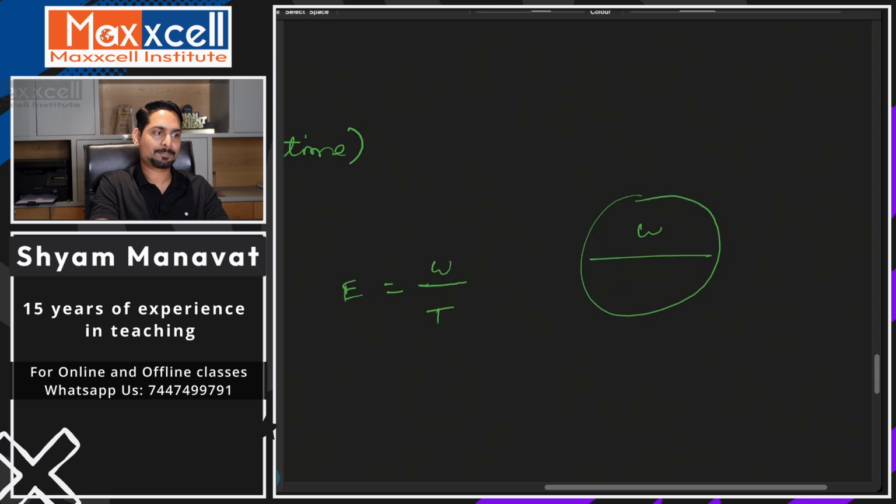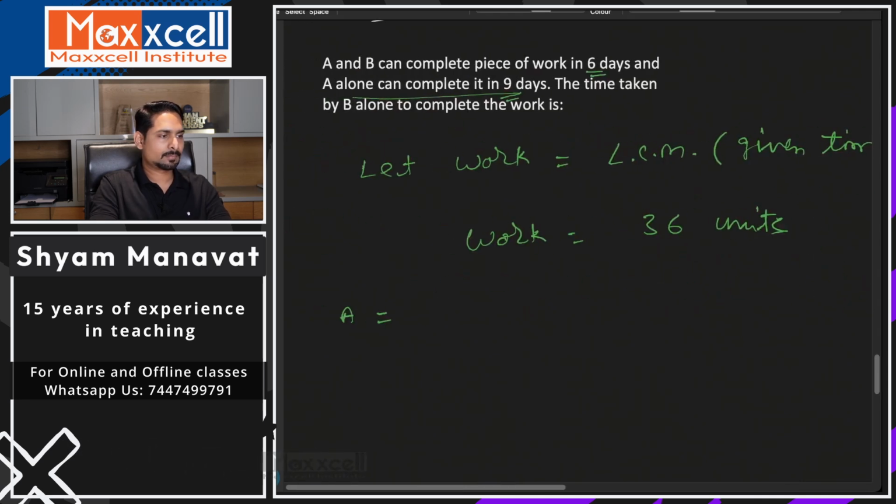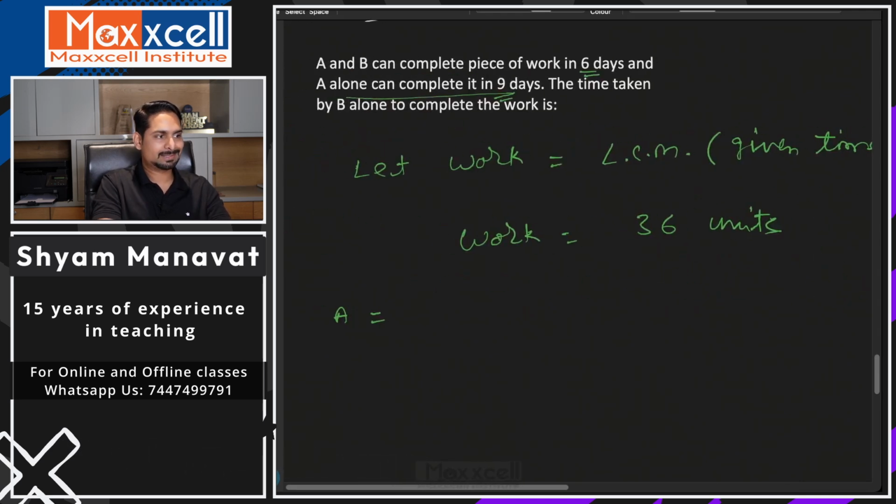Time and efficiency, one and the same thing. You can write efficiency here, time here. So hide efficiency, work upon time. All right. So efficiency is equal to work upon time. Work 36 units. Time taken by A is 9. What is A's efficiency this time? 4 units per day.